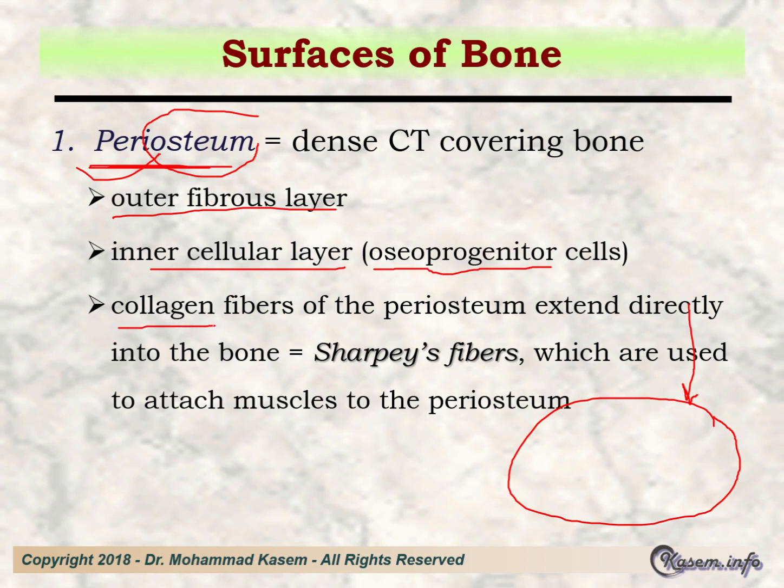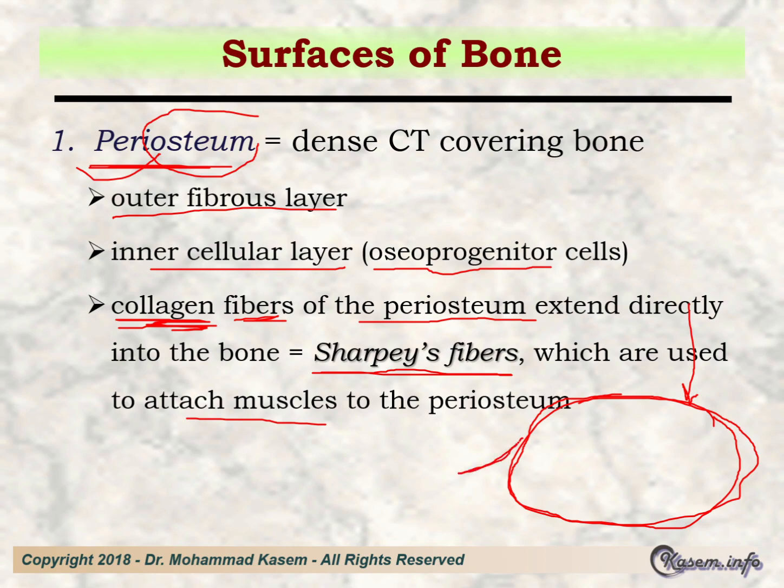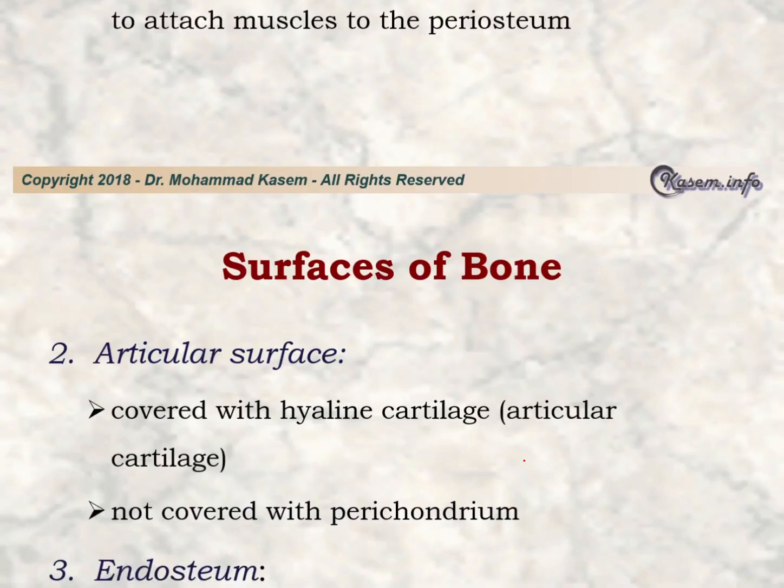The outer part of the periosteum contains many fibers. Here, the outer part contains collagen fibers, which help facilitate the attachment of muscles via Sharpey's fibers. So Sharpey's fibers are used to attach muscles to the periosteum, giving them a strong attachment to bones.